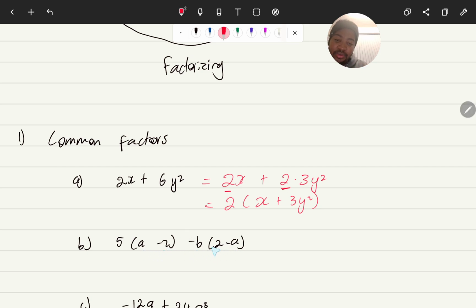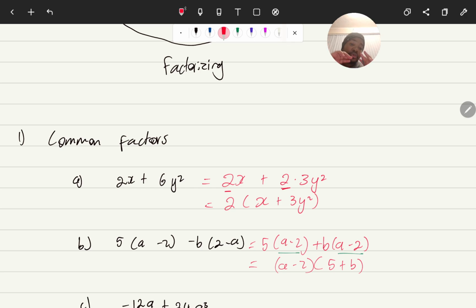Here we have something funny. We have 5 into a minus 2, and then here I say plus another one like this, of which you already see these two look the same, therefore they are your common factor. You take them out, then what's left is 5 plus b, right? So that's the whole idea.